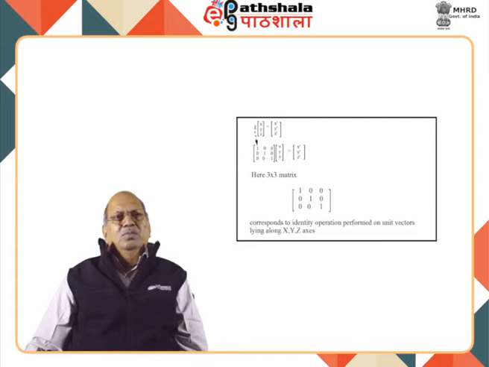The matrix for E, 1 0 0, 0 1 0, 0 0 1, operated on x, y, z gives me x dash, y dash, z dash. So we get a 3x3 matrix for operation E, which is nothing but 1 0 0, 0 1 0, 0 0 1. So this corresponds to the E operation.